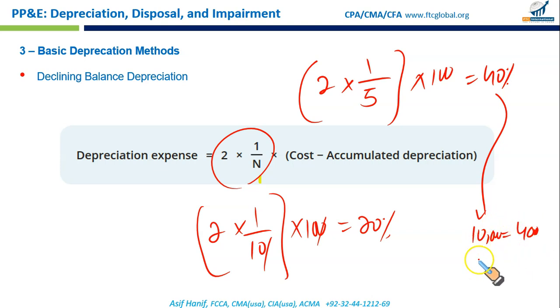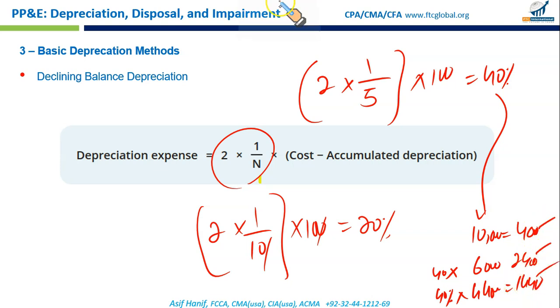Then next year, 10,000 less 4,000, 6,000. 40% of 6,000 is 2,400. And then the third year, 40% of the net book value, that is 10,000 less 4,000 less 2,400, that is 3,600. And that gives you 1,440. So this is the depreciation for the first year, second year, third year. This goes exactly the same way here.